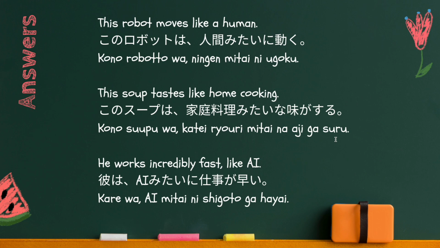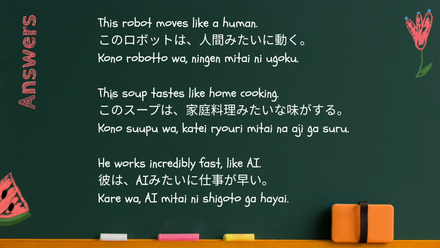The robot moves like a human. このロボットは人間みたいに動く。人間みたいに and a verb. So the robot moves like a human. It does an action like a human. Therefore, you have to use みたいに instead of みたいな because it modifies a verb, not a noun.